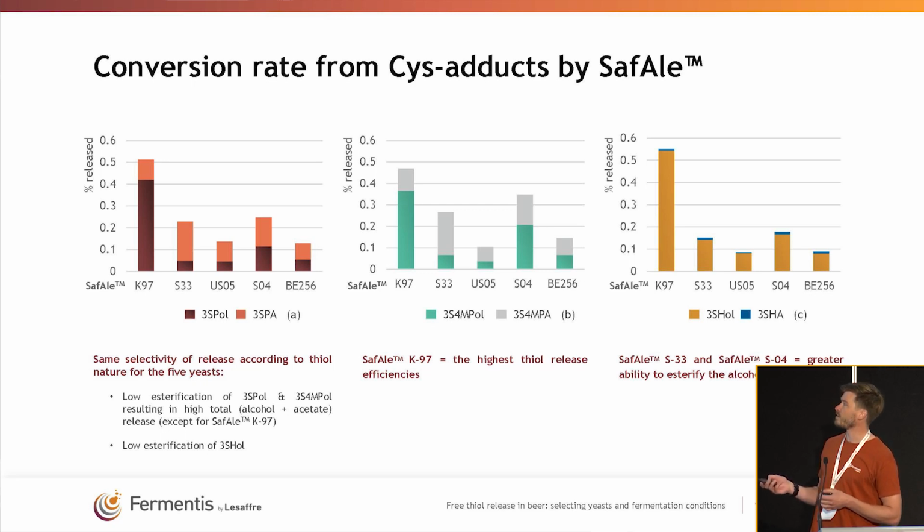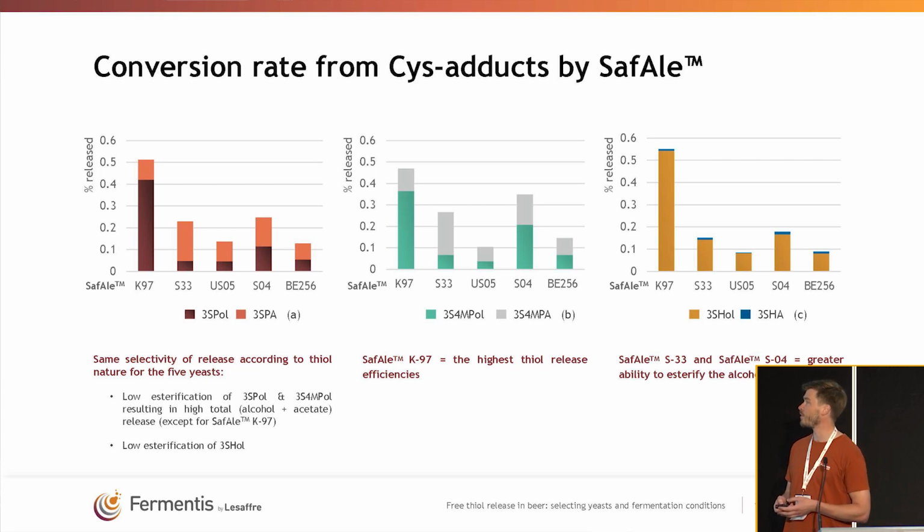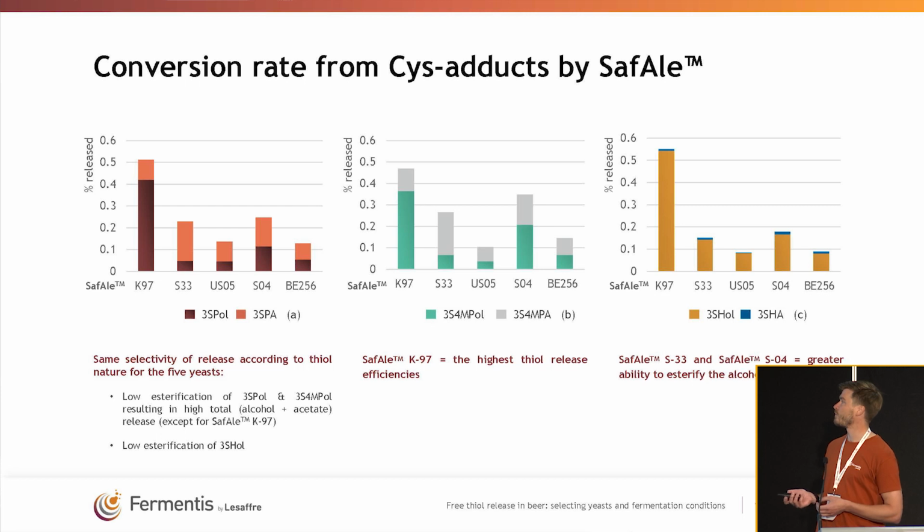So for example, if you look at S33, USO5, SO4, they're showing high esterification rate, higher esterification rate than K97. And this is something we also observe here for the 3S4MP. And for the 3SH, there is much less esterification going on. So to conclude, what we can take from that is that we see a similar pattern. K97 showing the highest rate of release of thiols under the alcohol form. Good esterification from S33, SO4, USO5, and a very similar pattern as I mentioned already.